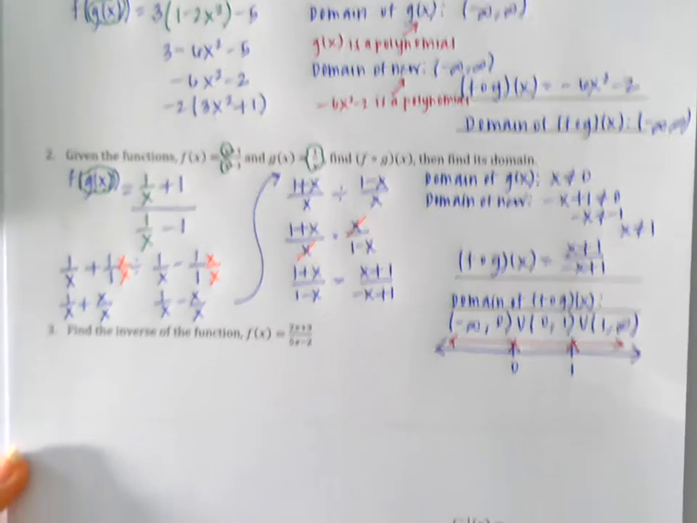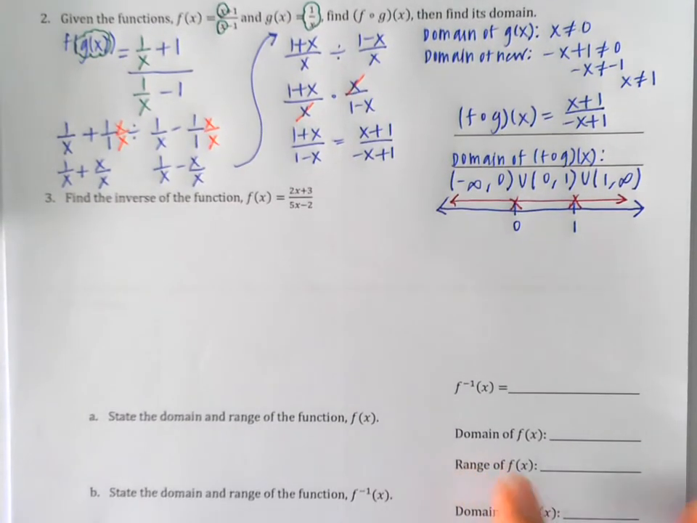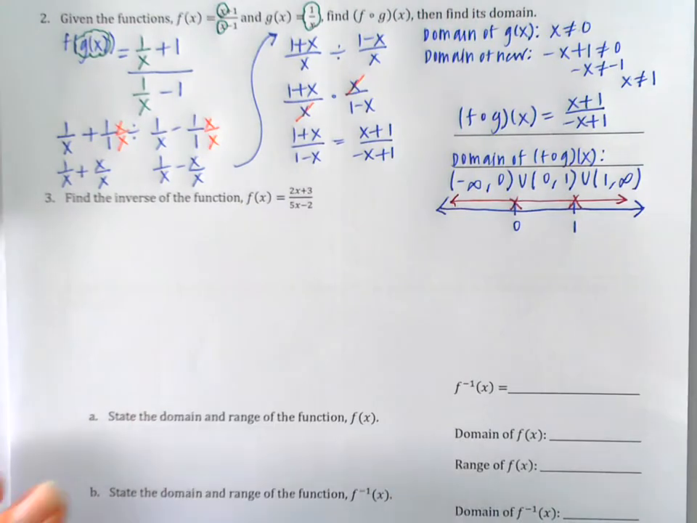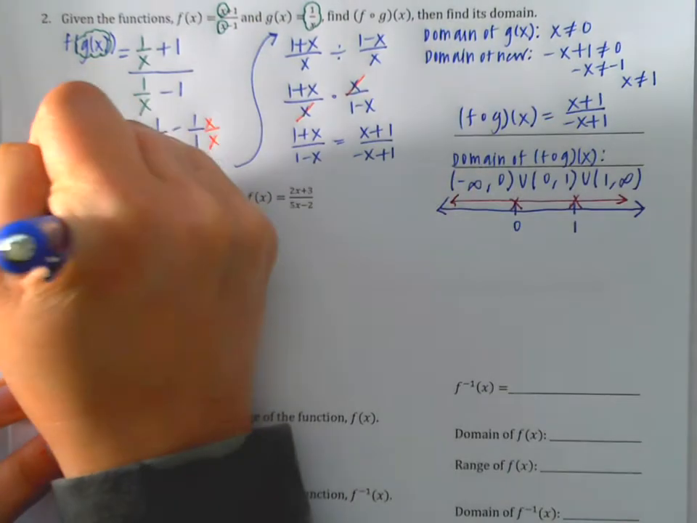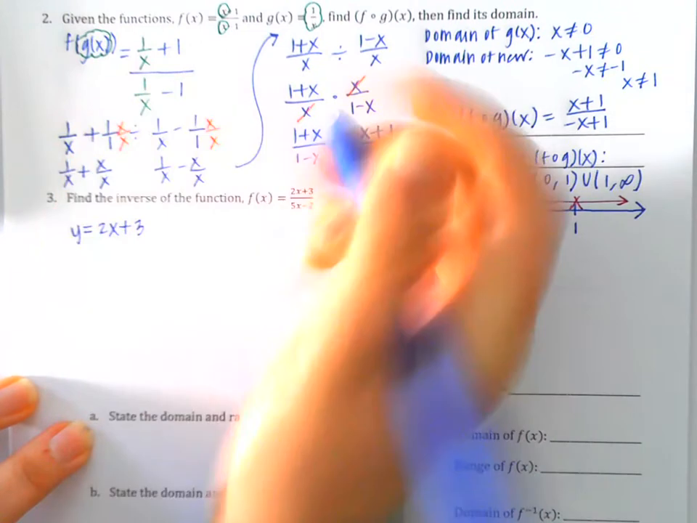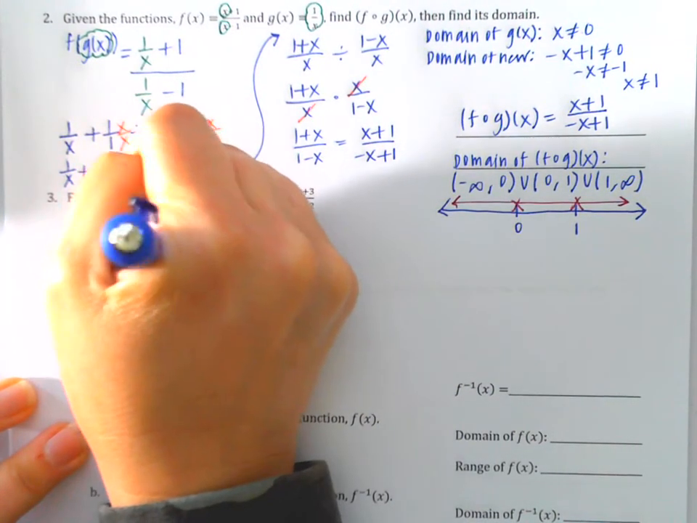Okay, let's look at 3. So 3 says find the inverse of the function. So remember, finding the inverse of the function is taking the original function, and I'm just going to rewrite it as y instead of f of x. So I'm going to rewrite this as y equals 2x plus 3 all over 5x minus 2.